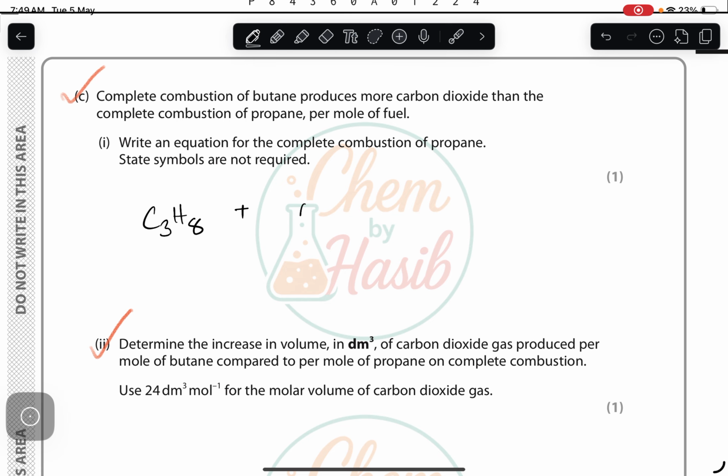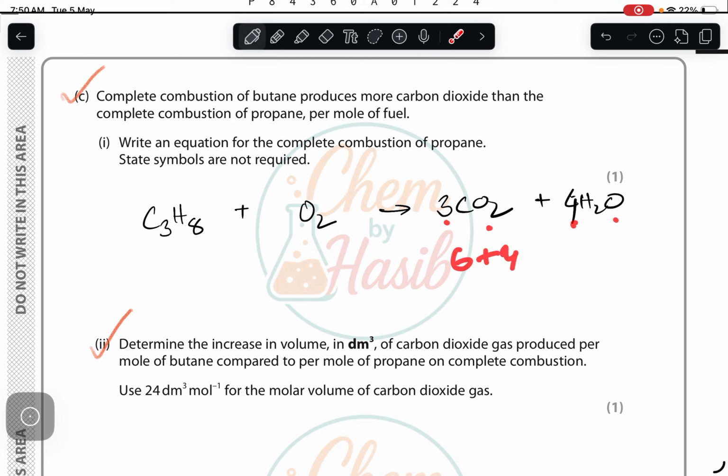If you carry out combustion, this reaction will produce carbon dioxide and water. C3H8 produces 3 moles of carbon dioxide and 4 moles of water. And if you want to balance oxygen, there would be 6 and then 4, so I think you need 5 moles of oxygen. That would be the balanced equation for the reaction.